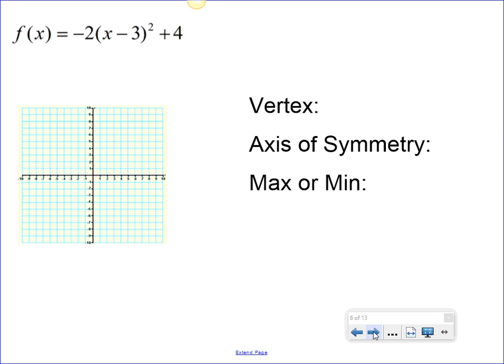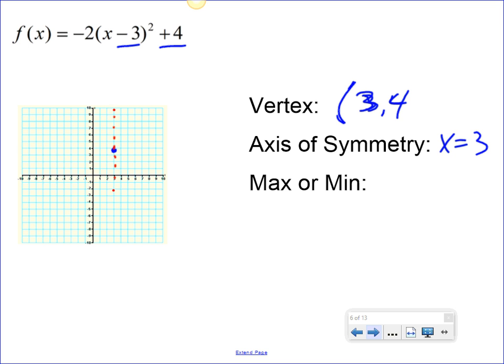Okay, let's do this one. Now I have a term that's different than 1, which is good. We need to see something different. So first of all, what's the shift? This -3, we should know there's a shift right 3. The +4 is up 4. So I go right 3, up 4. I know already my vertex is (-3, or excuse me, (+3, 4). Which means my axis of symmetry is x equals 3.